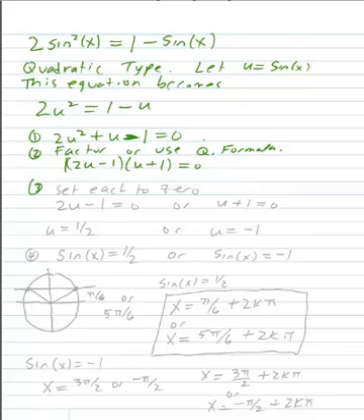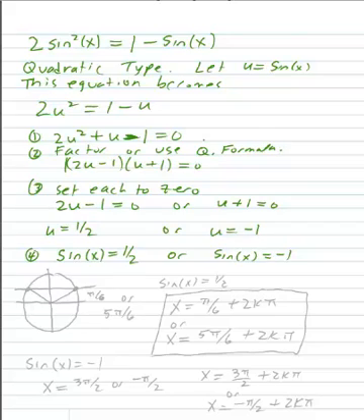And the third step would be to set each factor to 0. We would have 2u minus 1 is equal to 0, or u plus 1 is equal to 0. And solving, we get u equal to 1/2, or u is equal to negative 1. And now the final step is to go back to the original variable and reintroduce the sine. We would have the sine of x is 1/2, or the sine of x is negative 1.